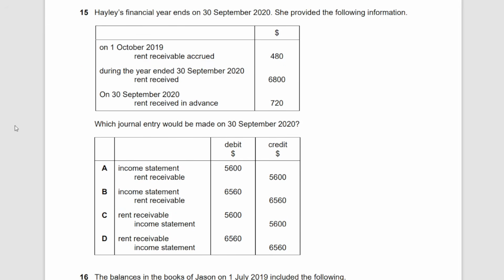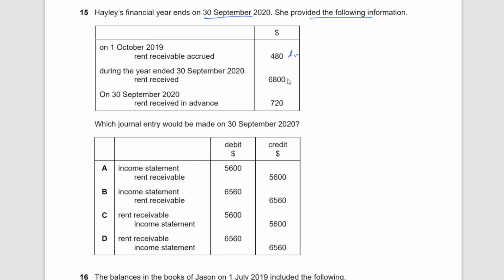Haley's financial year ends on 30th September 2020. She provided the following information. So 1st October, the first day of their accounting period. Rent receivable accrued. So well, rent receivable accrued basically means that your rent is pending, that is receivable. So it's an income that is accrued. And accrued income is actually a receivable. It's an asset. So it must be a debit balance. That's what we know first of all.